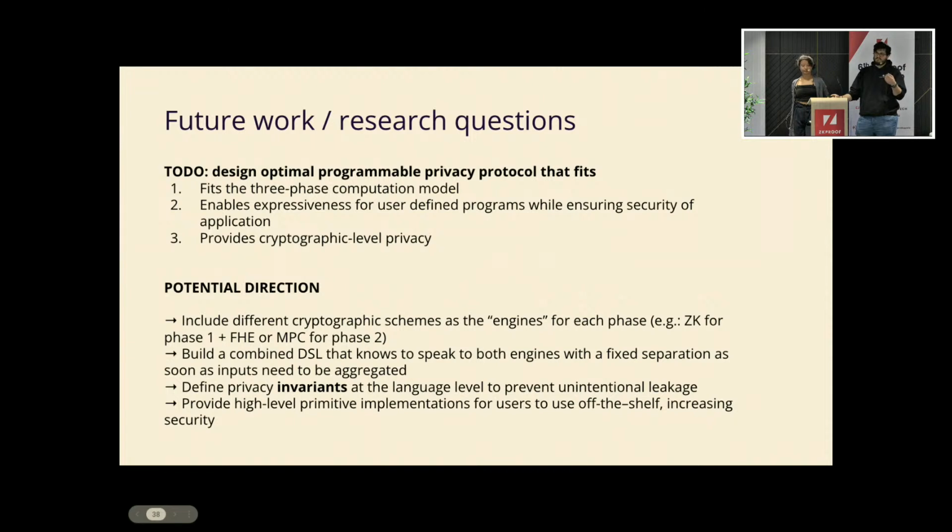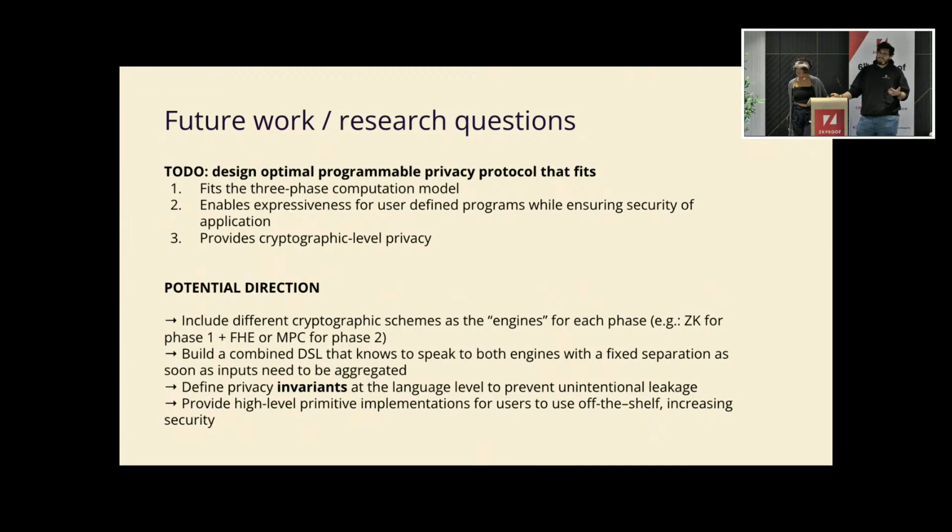And I think one of the interesting things to do in this language is also to define the privacy invariance. That way, whenever you're implementing this protocol or this application through this new DSL, you're going to potentially prevent unintentional leakage, right? I think some of this is being done at the level of other compilers.